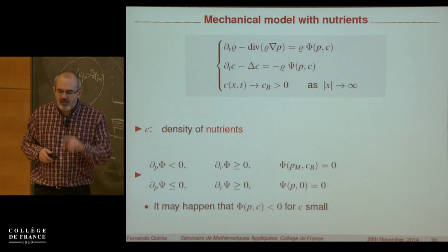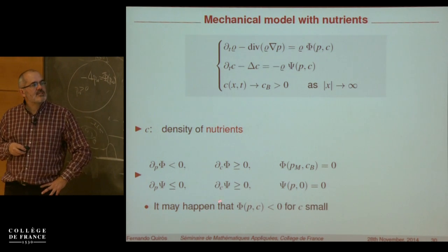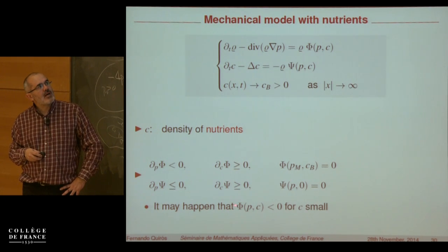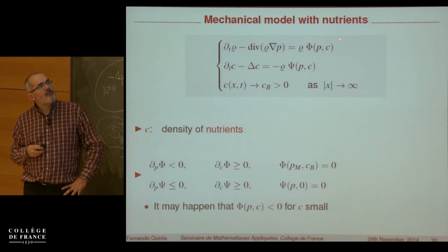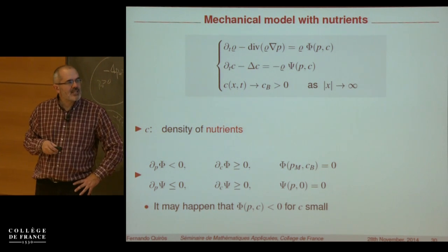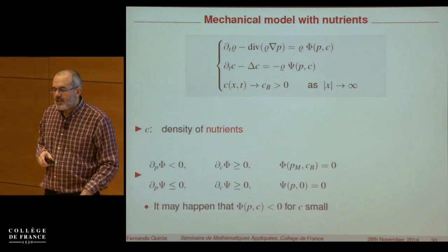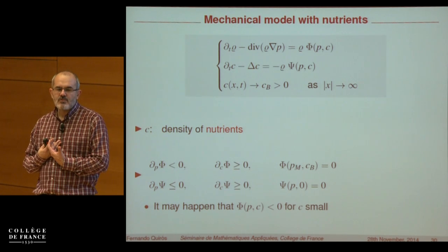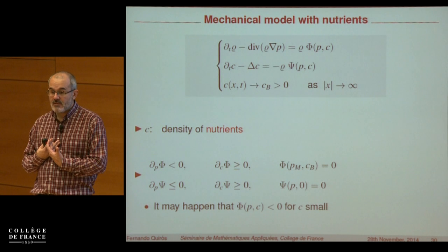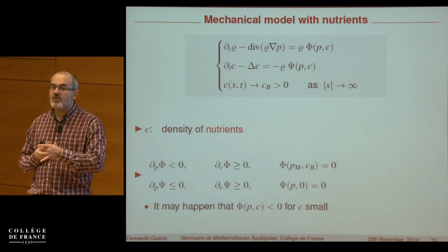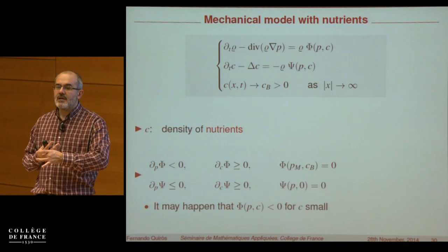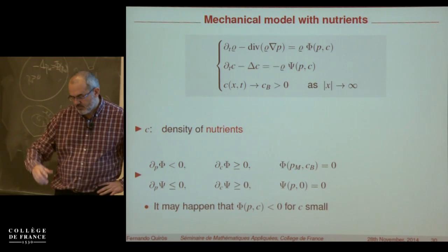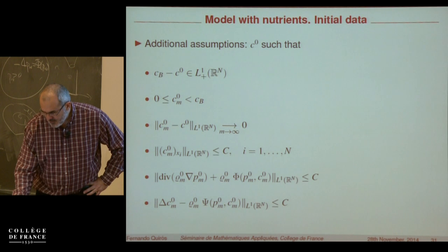The good point about this, once you introduce nutrients, is that it may happen that phi of P, C, that tells you how the density is increasing, might be negative for C small. And this allows cells to become necrotic. I mean, they can die, they can disappear. So at the center of the tumor, the density of tumor cells may decrease. So this is good to describe early stages for the model.